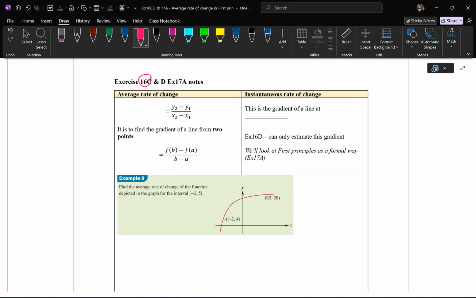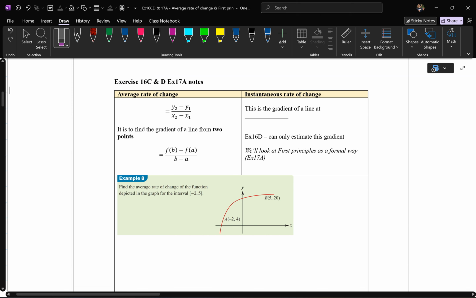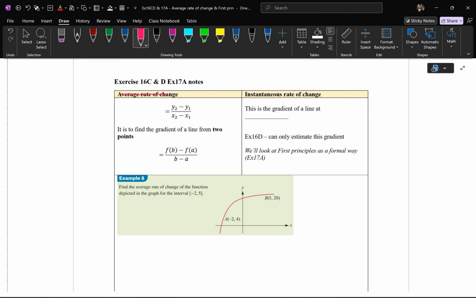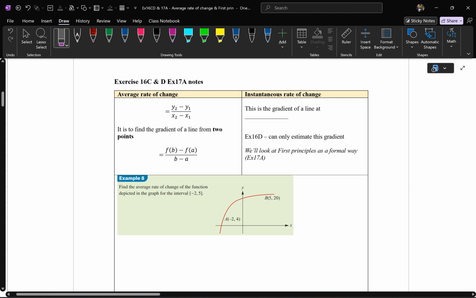16C. What do you need to know in 16C? Just this term. Average rate of change.